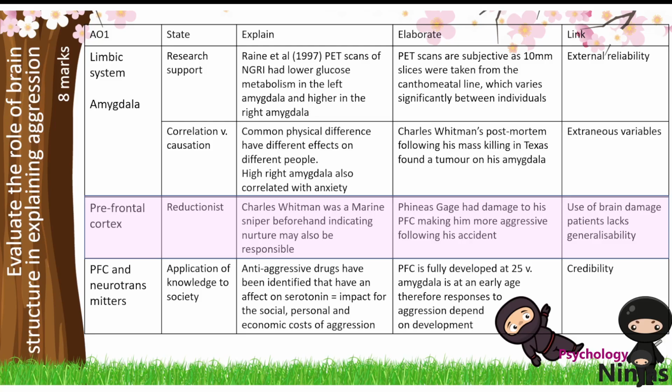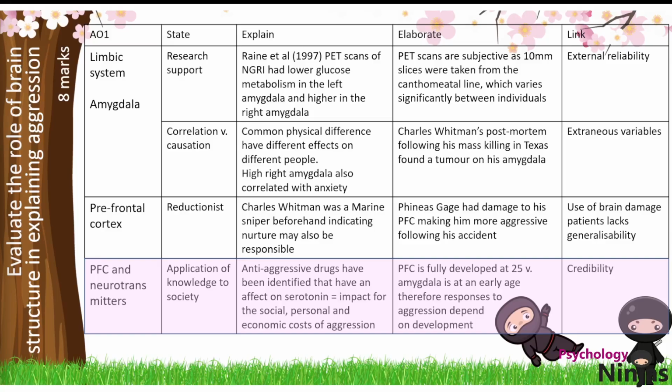Overall, we're going to be critical about the use of brain damaged patients because case studies are idiographic and lack generalisability. From here, we're going to do our final piece of explanation, talking about the role of the prefrontal cortex and neurotransmitters, the role of different neurotransmitters in different regions of the brain, particularly focusing on serotonin. We can also talk about the role of the prefrontal cortex in overriding the amygdala.